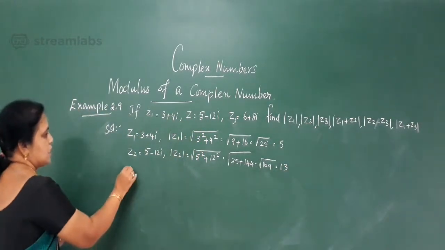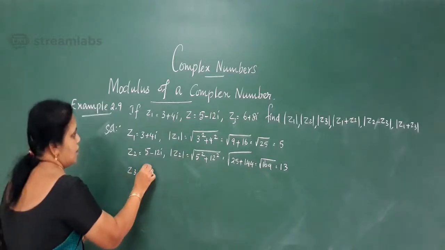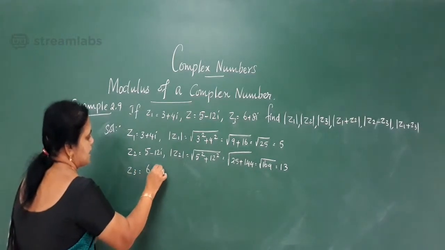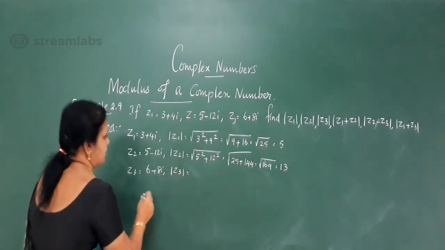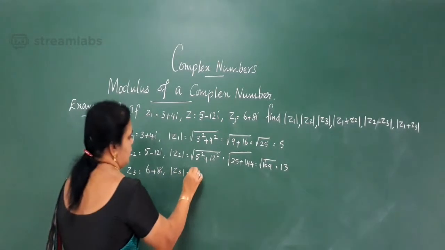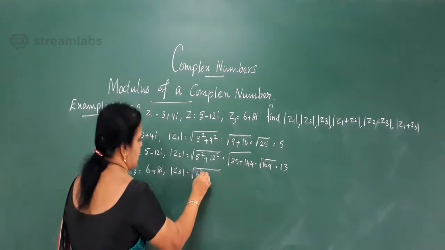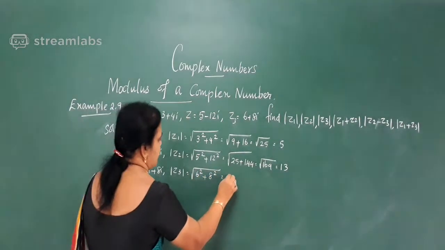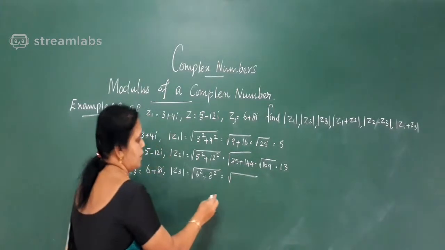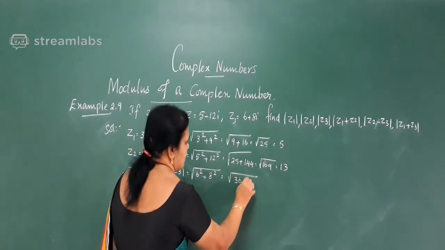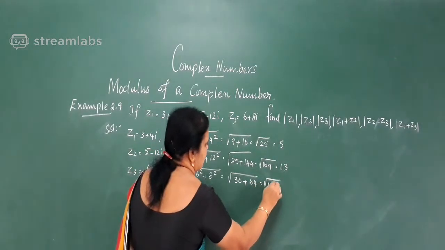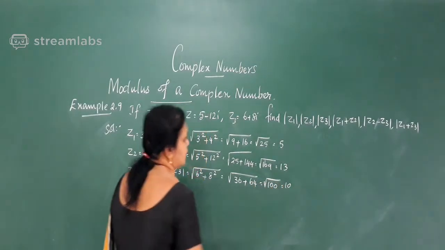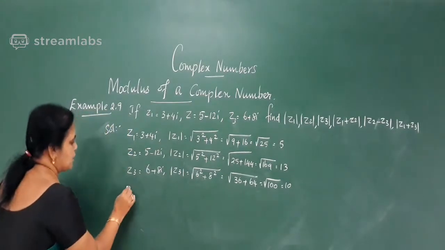Okay, then z3, that is 6 plus 8i. Modulus z3 is equal to root of 6 square plus 8 square. 6 square is 36, 8 square is 64, so root 100. The value is 10.